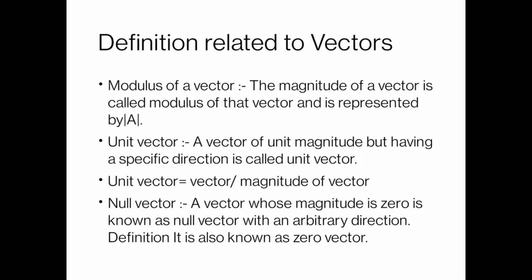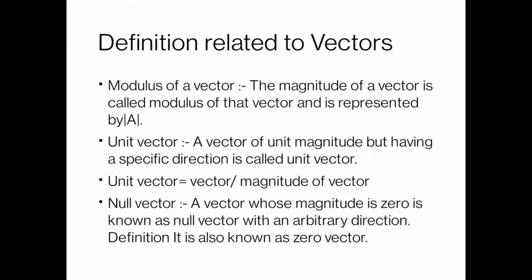There are various terms which are related to vectors. So first of all, we define those terms related to vectors. First one is modulus of a vector. The magnitude of a vector is called the modulus of that vector and is represented by mod A. Mod is represented by two vertical lines on both sides of a vector notation.